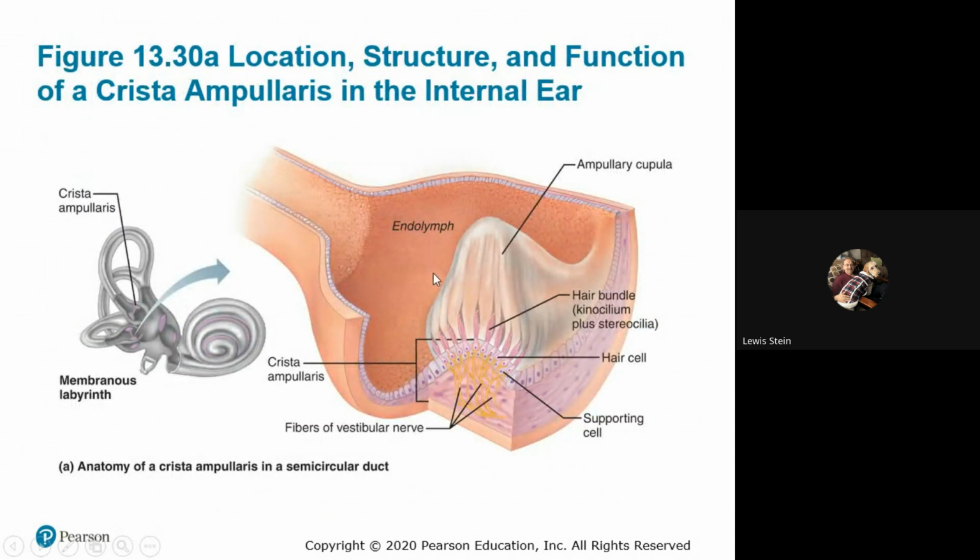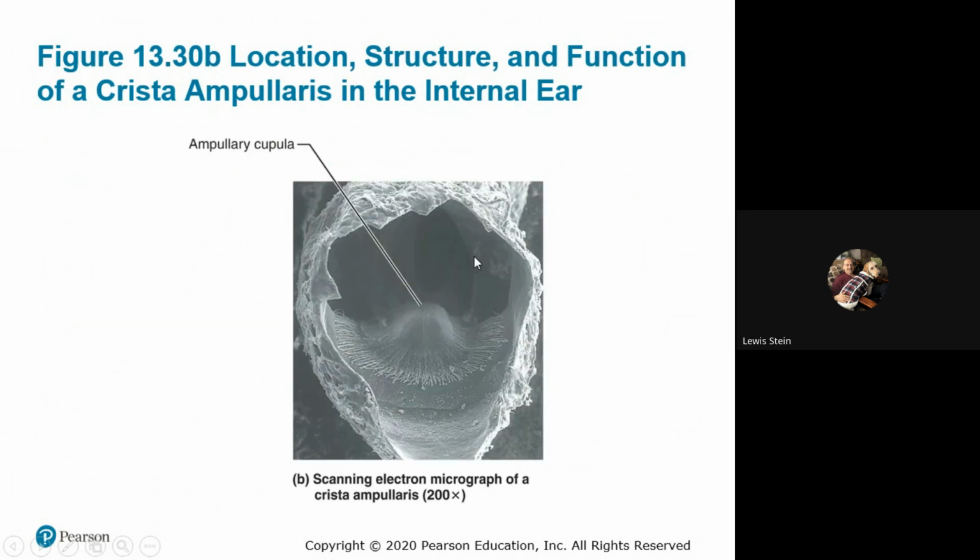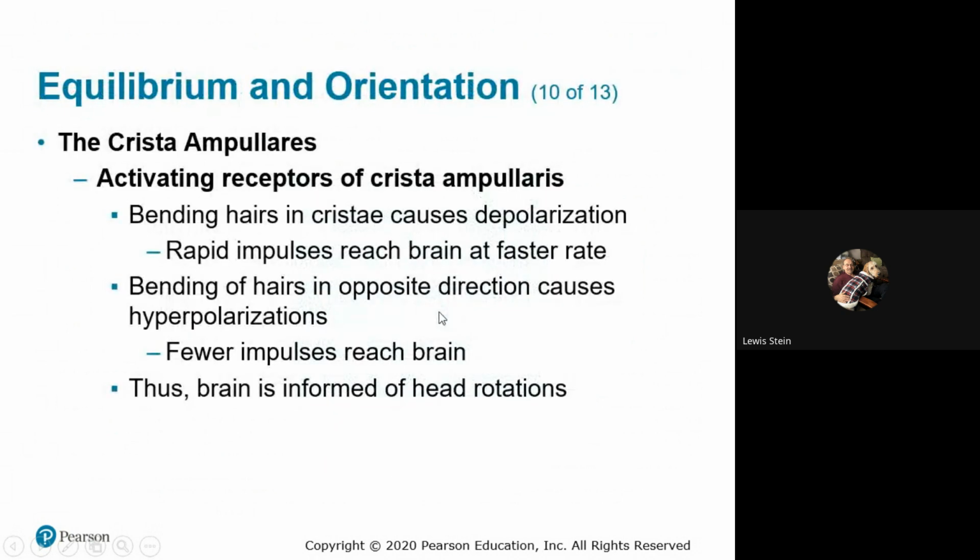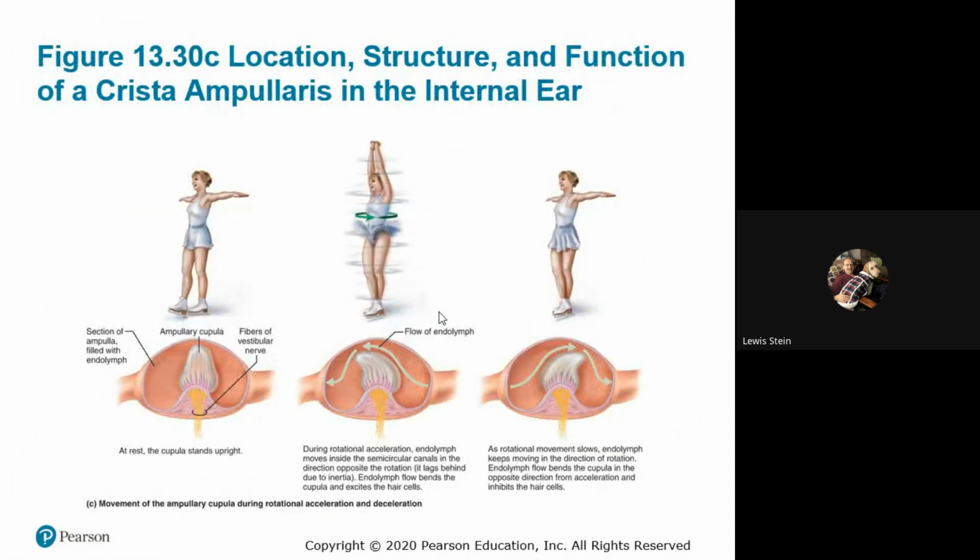This is what it looks like anatomically. So here's this entry point to each one of these canals. This is the crista ampullaris. This is the actual micrograph. You can see what it looks like. And again, it depends on rotation. So they have a really good illustration, showing the endolymph flowing in one direction or the other direction.